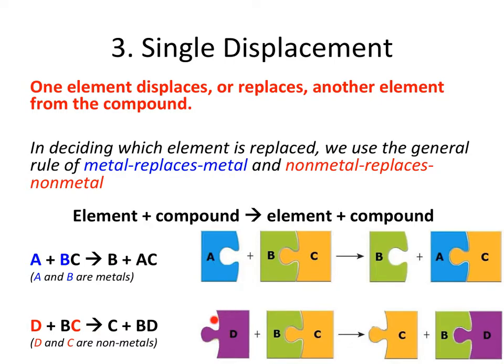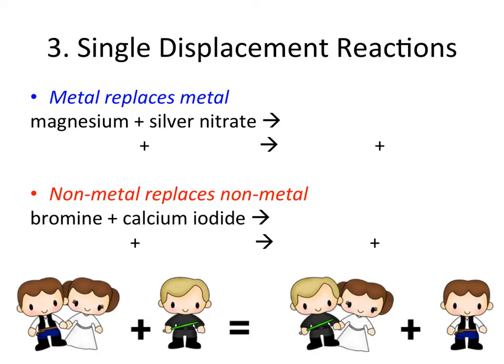On the second example, here we have D, which is going to be the second part of this name. Because it's the second part of the name, we know it's a non-metal, so a non-metal will have to replace a non-metal. So again, here we have a metal. It has to replace this metal to get this kind of replacement reaction. And we know that this is a non-metal. We can say maybe it's like H2 or O2, something like that. And it's going to replace this non-metal to get this compound over here.